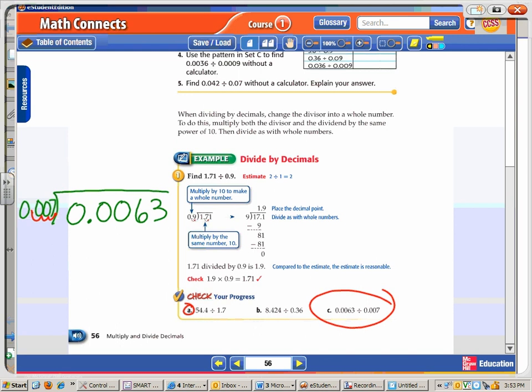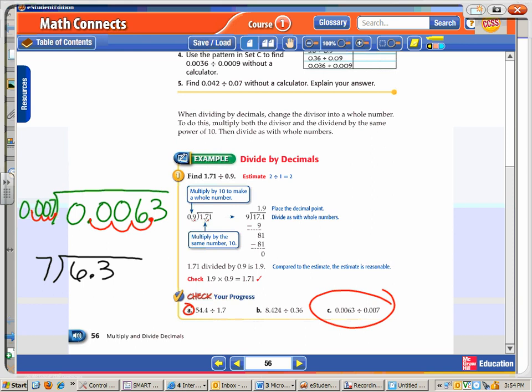So I am multiplying this number by 1,000. So I'm going to move my dividend 3 places. 1, 2, 3. They have to be equal. It's always good once you do that to rewrite the problem. So now I have 6 and 3/10 divided by 7.